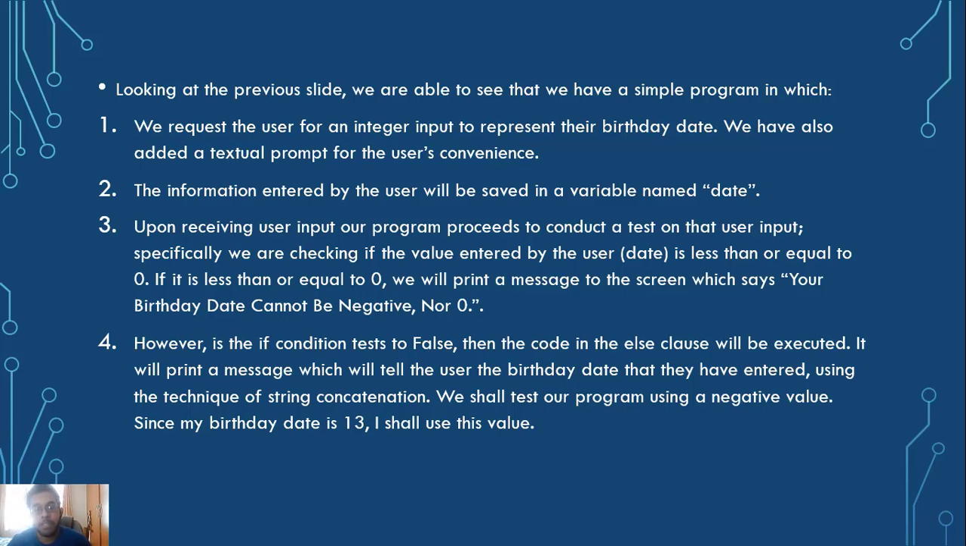Specifically, we are checking if the value entered by the user, date, is less than or equal to 0. If it is, we will print a message to the screen which says, your birthday date cannot be negative nor 0. Number four, however, if the condition tests to false, then the code in the else clause will be executed. It will print a message which will tell the user the birthday date that they have entered using the technique of string concatenation. We shall test our program using a negative value.